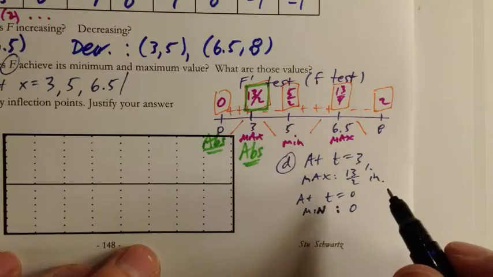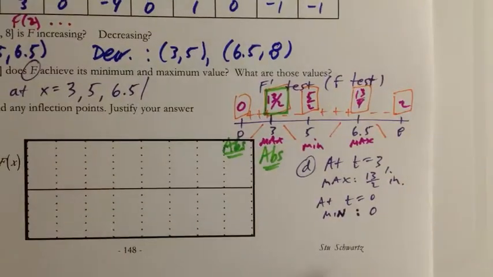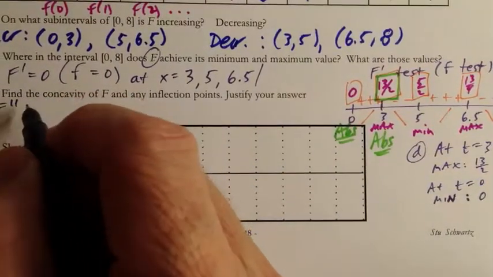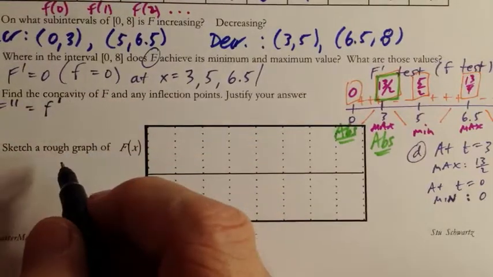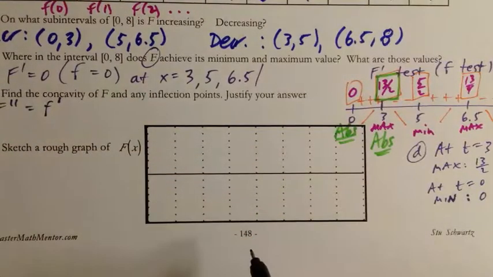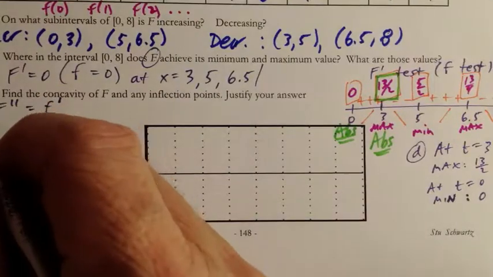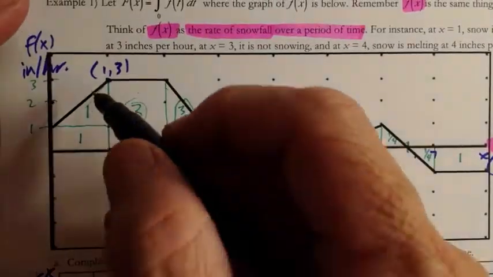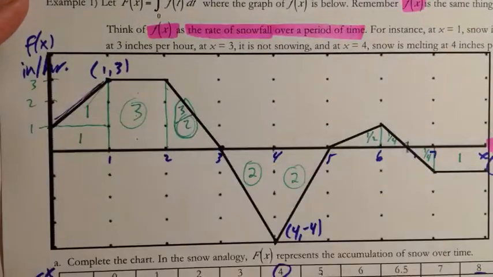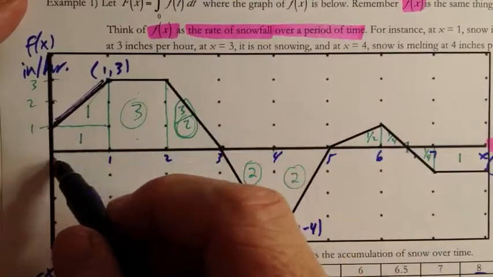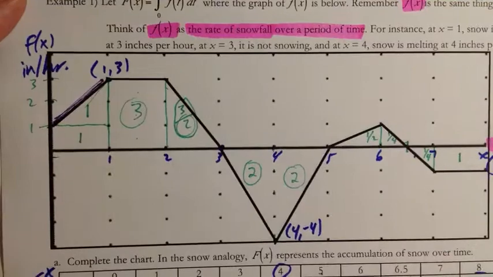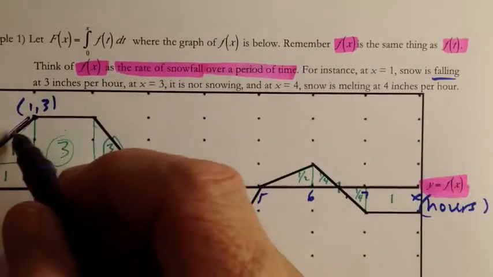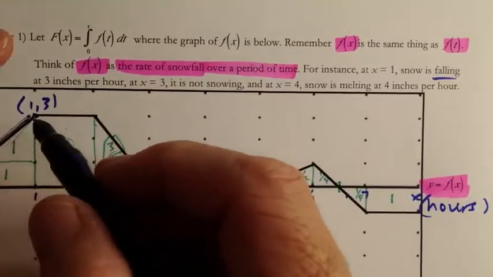Find the concavity of F and any inflection points. This is a cool problem. The concavity of F would be F double prime, but F double prime is f prime. F prime is greater than 0 on the interval from 0 to 1. If we look at the graph of lowercase f, f prime is the slope of lowercase f, and you can see the slope is positive from 0 to 1.